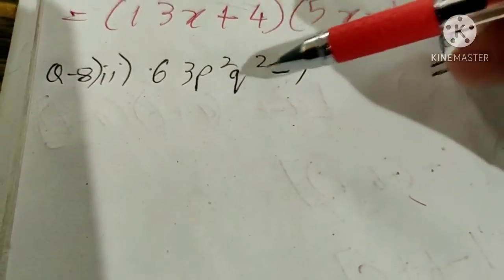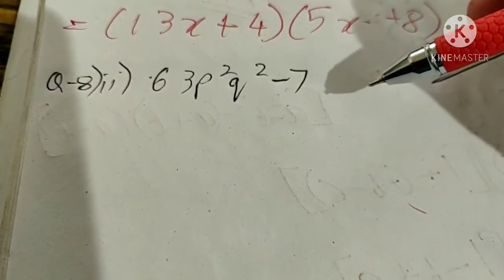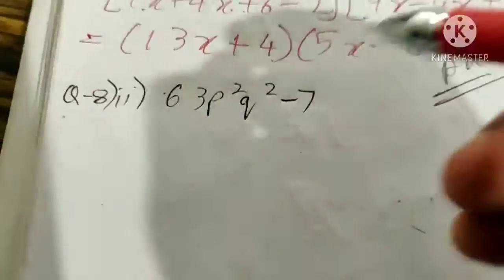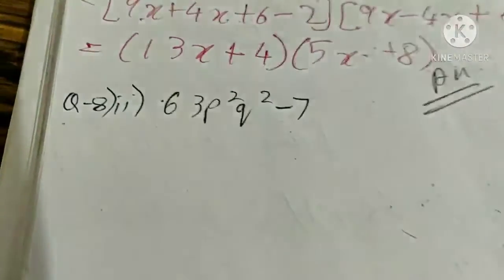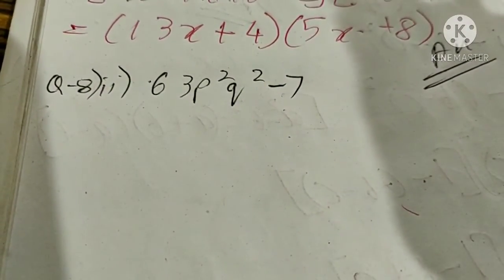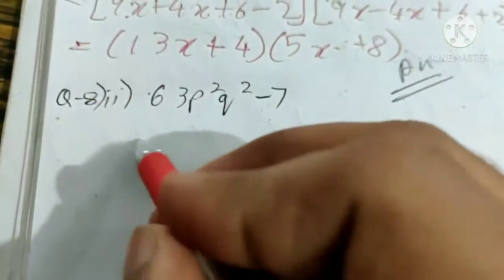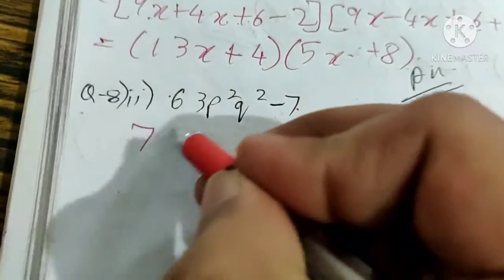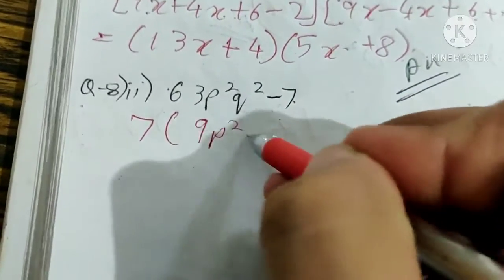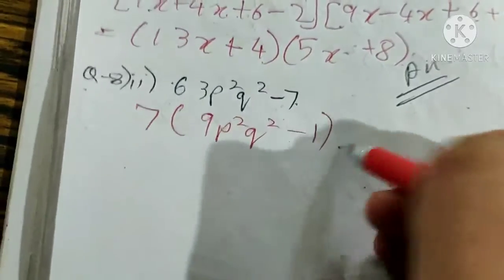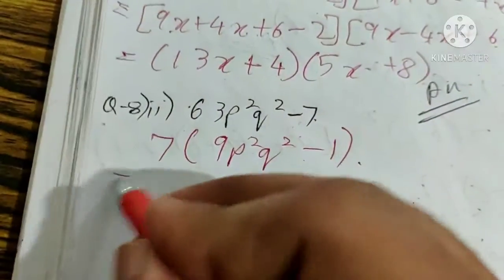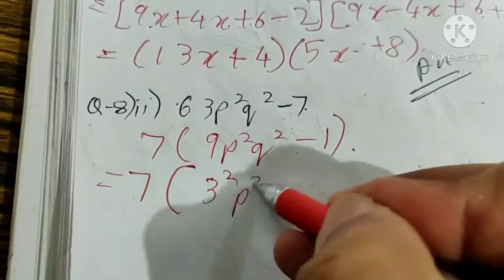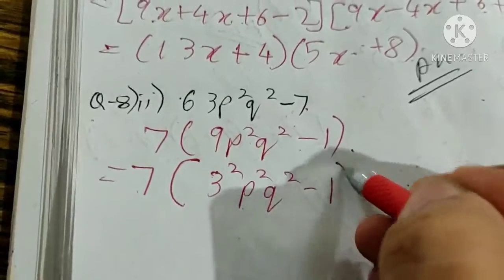So it is 63p^2q^2 minus 7. What is the first thing that we do here? In the first exercise of factorization, we first take common. Here 7 is common to 63 and 7. It can be written as 7(9p^2q^2 minus 1). What is inside? 3 to the power 2, p to the power 2, q to the power 2, minus 1.